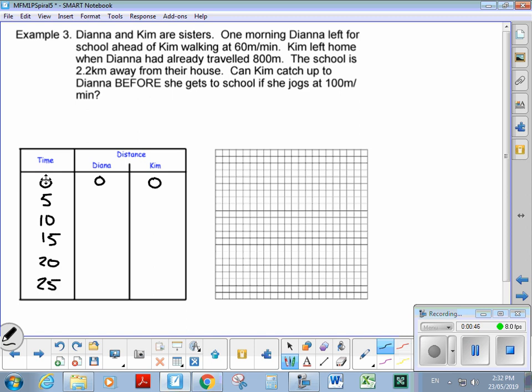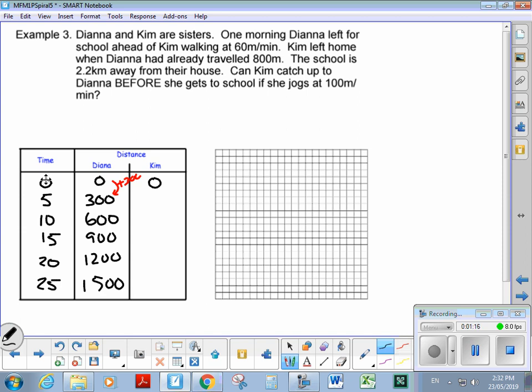So let's just deal with Diana. She's 60 meters a minute, going up by fives. So 5 minutes times 60, she's gone 300 meters. And that's going to be the growth rate. So every 5 minutes, she's going to go up by 300. So 600, 900, 1200, 1500 meters.